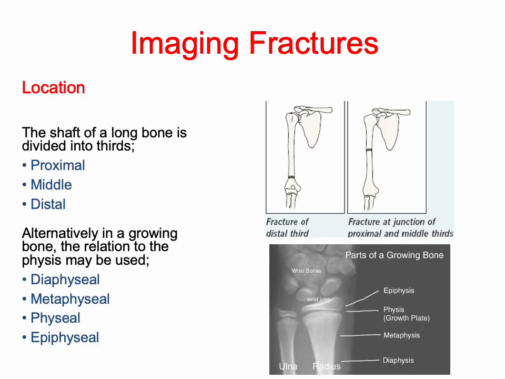When talking about the location of a fracture in the shaft, or when we're talking about adults, we'll tend to divide long bones into a proximal, middle and distal third. In a pediatric population, what's really important is the relation of the fracture to the growth plate or the physis. So we talk about fractures being diaphyseal, meaning that they're in the shaft, metaphyseal, of the physis or of the growth plate, or in the epiphysis.